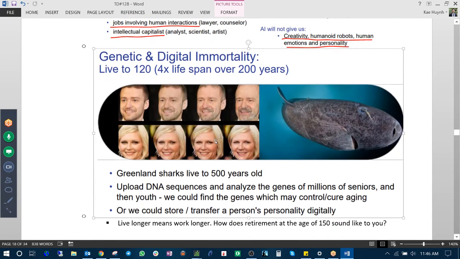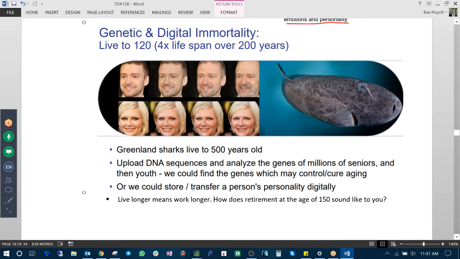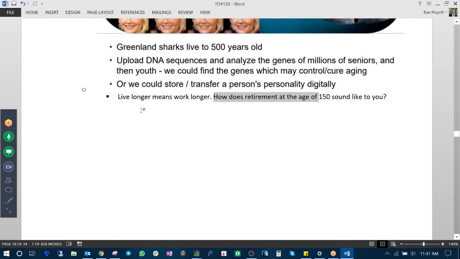Genetics and digital immortality. Live to 120. 4x span over 200 years. Greenland sharks live for 500 years. Upload DNA sequences and analyze the genes of millions of seniors, and then youth. We can find the genes which control and cure aging. Or we could transfer a person's personality digitally. So living longer means working longer. How does retirement at the age of 150 sound? Or I guess in this case it'd be at the age of 100, right?